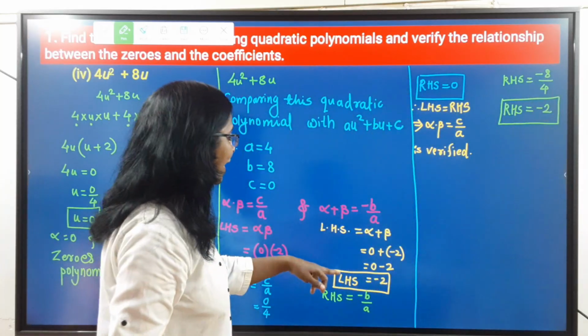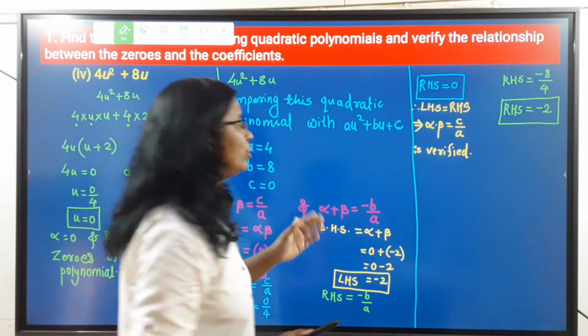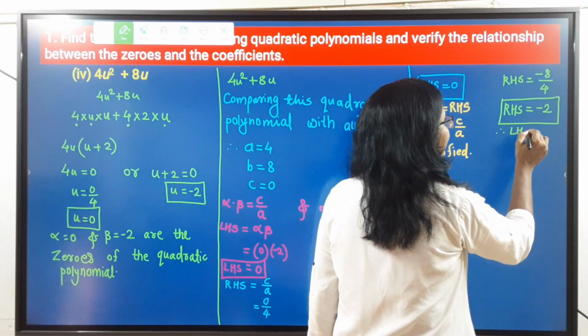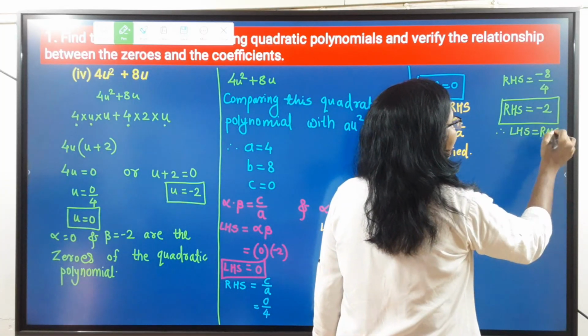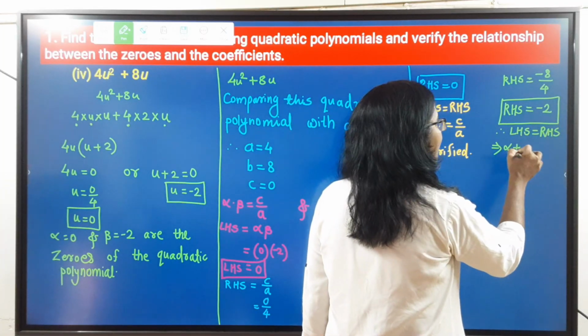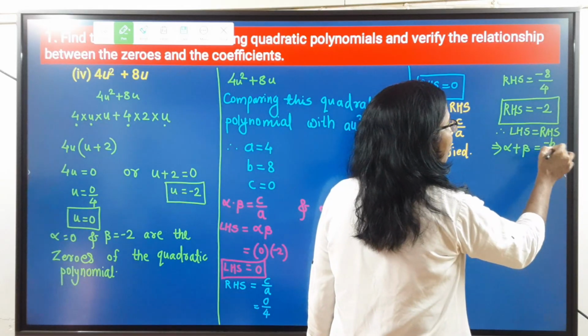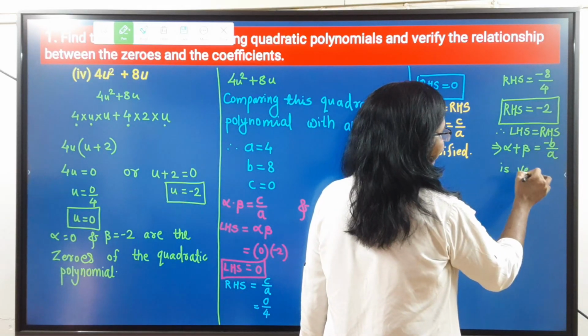So now here, students, LHS and RHS are equal. So that means, students, we say that LHS is equal to RHS. It means that alpha plus beta is equal to minus B upon A is verified.